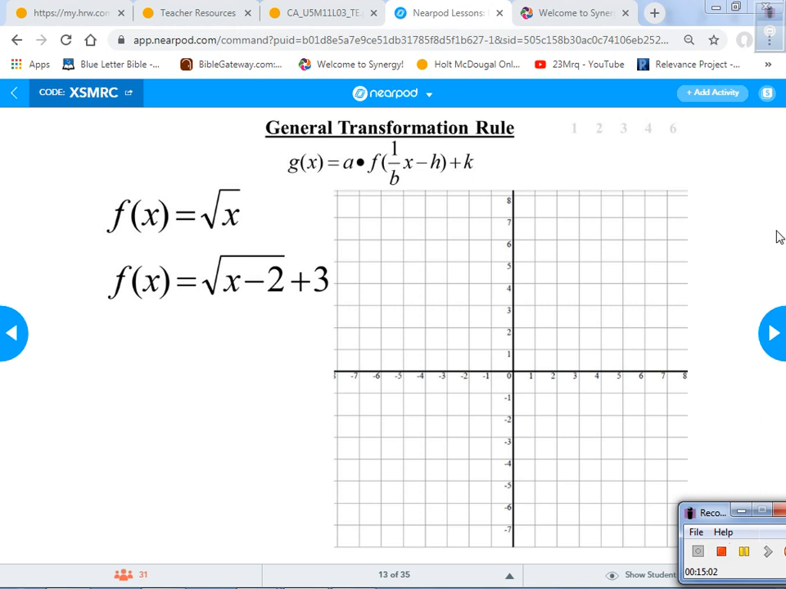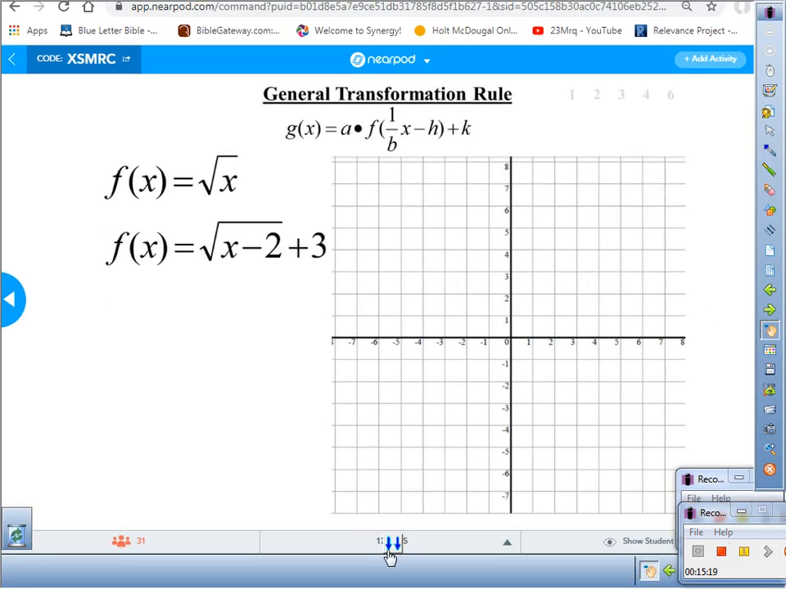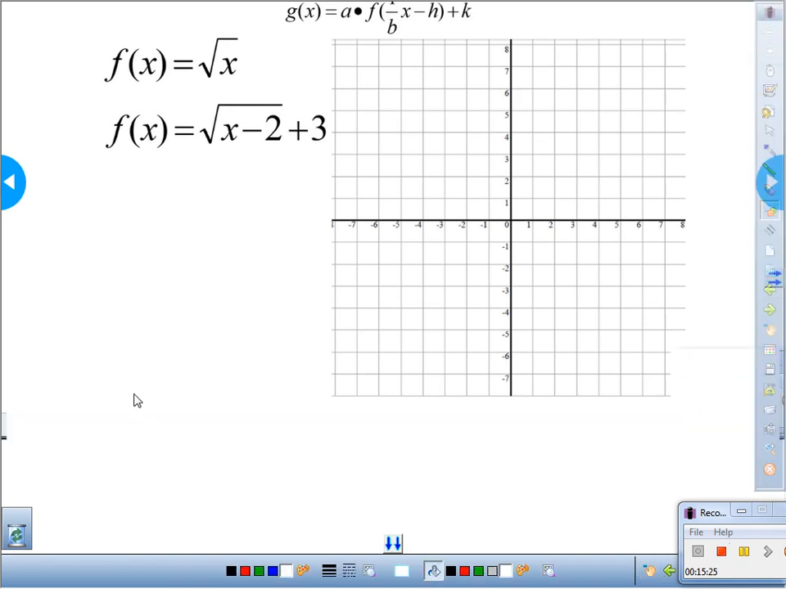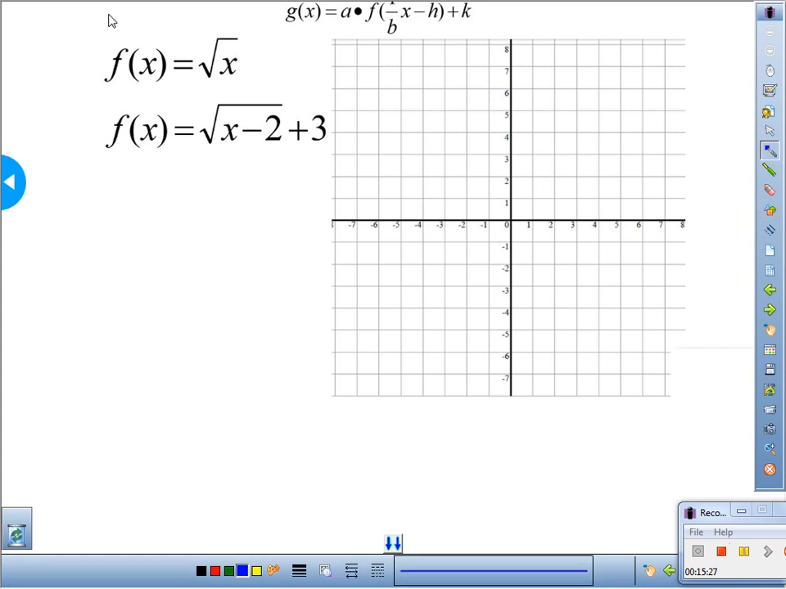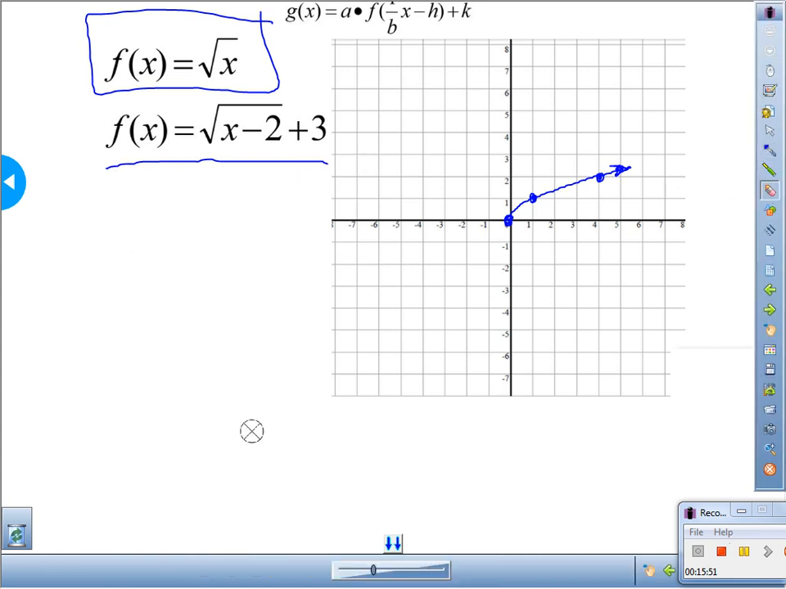All right, so check this out. Let me update my graph here since I moved screens. So check this out. I'm going to graph the original or the parent function again in blue, this one. Not even going to use a table. I know it's what? 0, 0, 1, 1, and 4, 2. That never changes. Okay, there it is. However, now I want to transform that one according to this, and I'm going to do that in red.